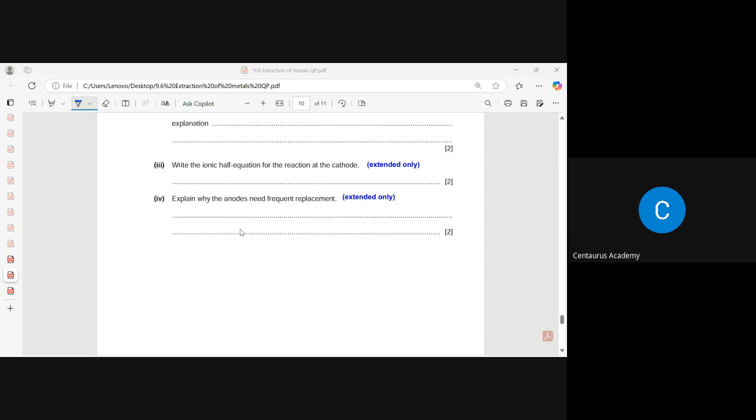It corrodes away the anode, or mention that it wears off the anode. Mention the anode is a carbon electrode, which reacts with oxygen produced at the anode, thereby producing carbon dioxide, which will corrode away the carbon anode. Oxygen will be released at the anode, reacts with the carbon anode to produce carbon dioxide, which corrodes the anode. Yes, that's right. Absolutely correct.